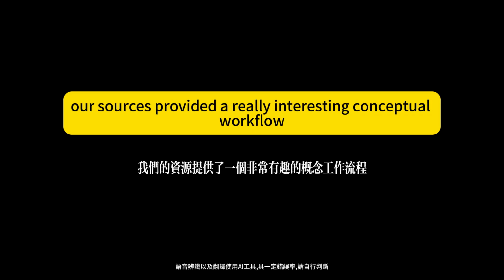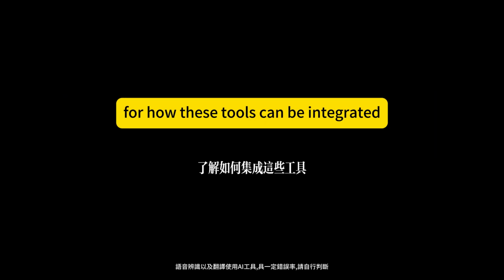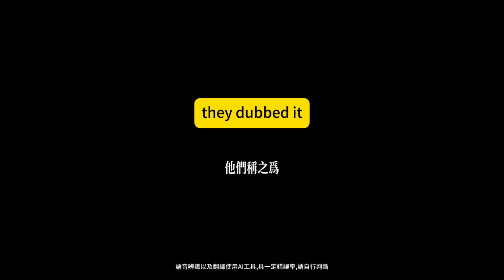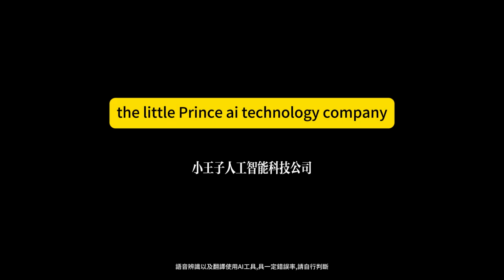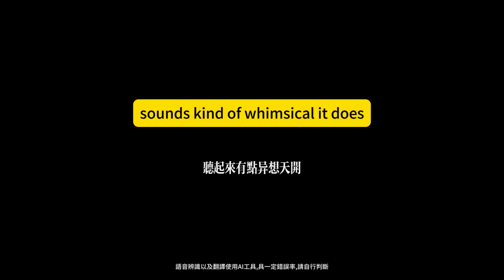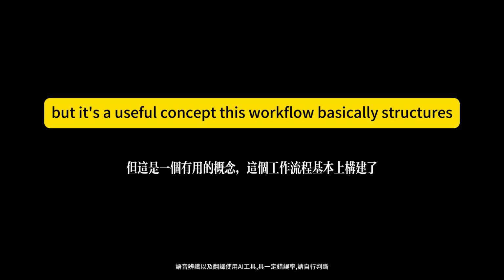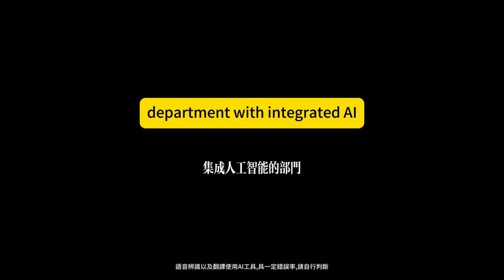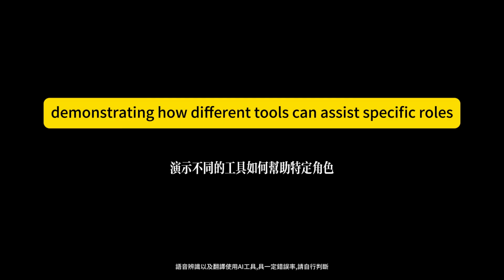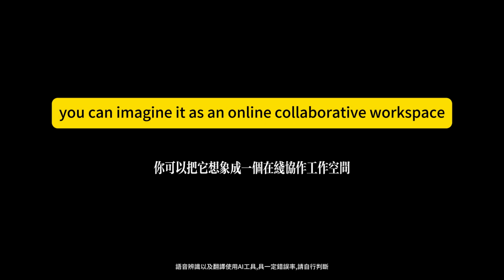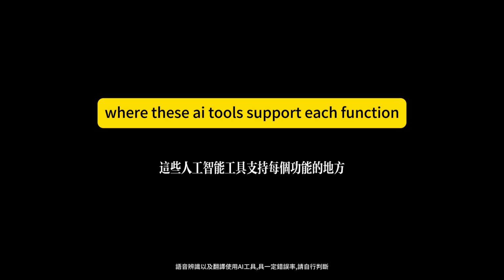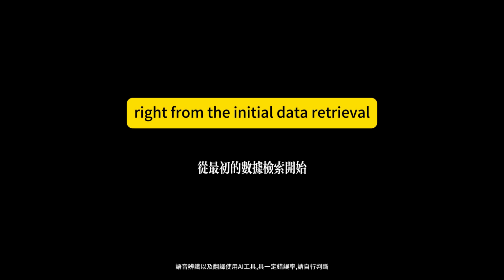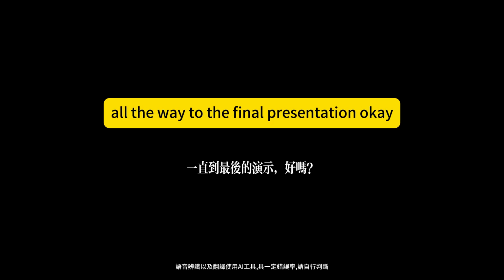Our sources provided a really interesting conceptual workflow for how these tools can be integrated. They dubbed it the Little Prince AI Technology Company. Sounds kind of whimsical. It does, but it's a useful concept. This workflow basically structures a hypothetical marketing planning department with integrated AI, demonstrating how different tools can assist specific roles. You can imagine it as an online collaborative workspace where these AI tools support each function, right from the initial data retrieval all the way to the final presentation.